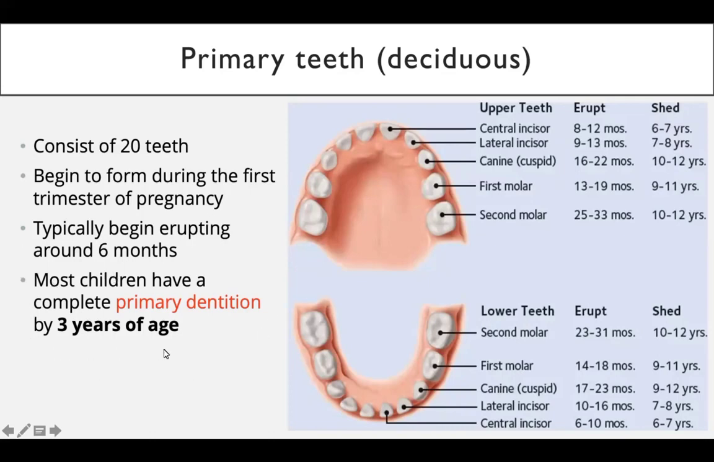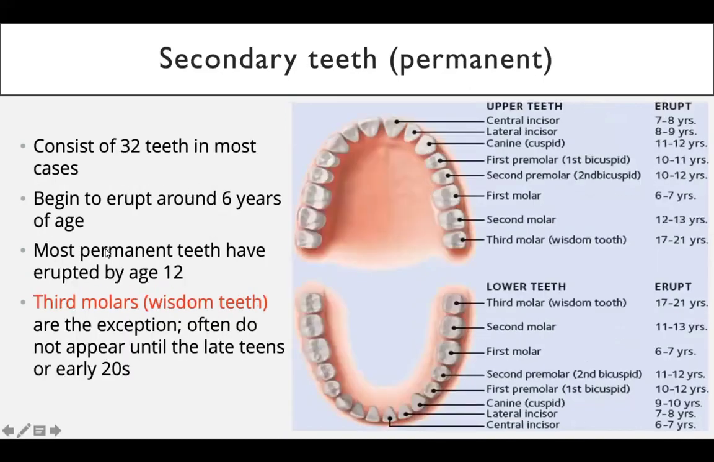Then they use it for a further 3 years, up to the age of 6, when permanent teeth start erupting, and most of the permanent teeth are there by 12, which is double the eruption time. So at 6 they start, and by 12 they almost complete the permanent set of teeth. Eruption is complete. And the third molar is an exception, and that comes in the early 20s or late teenage.